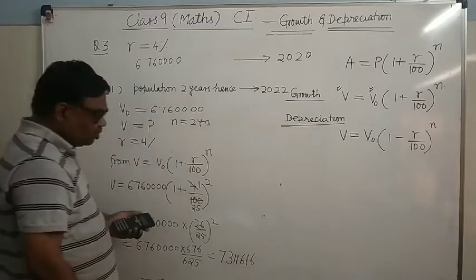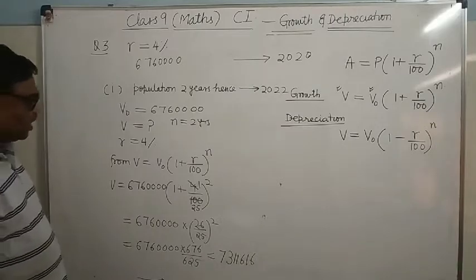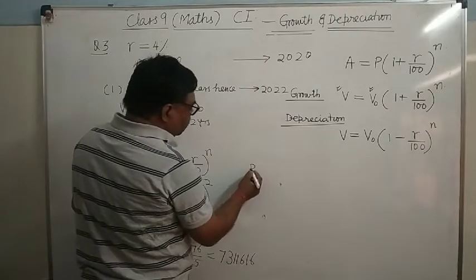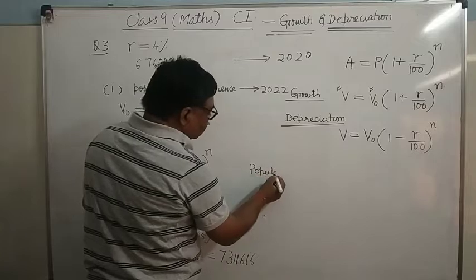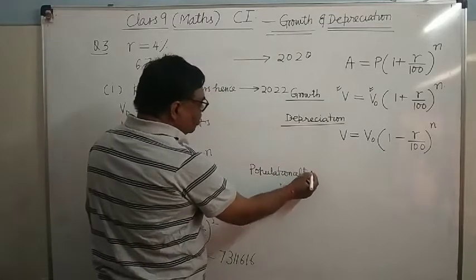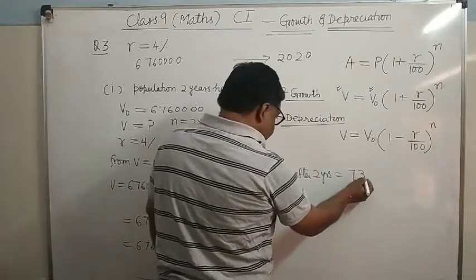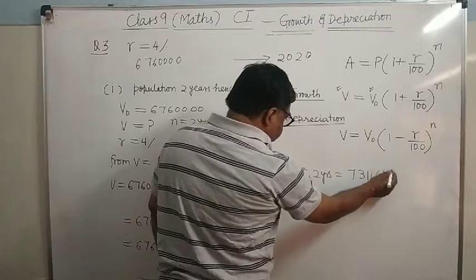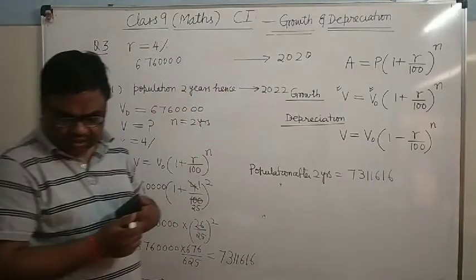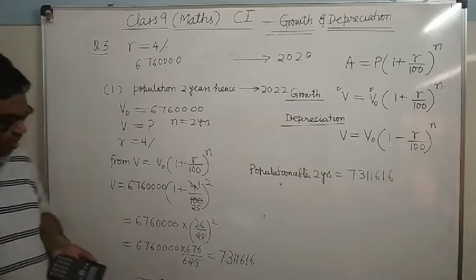311616. You don't write rupees because this is the population. So what will be the answer? Population after 2 years equals 731616. It's clear. Calculation you can check, it will be the correct calculation.